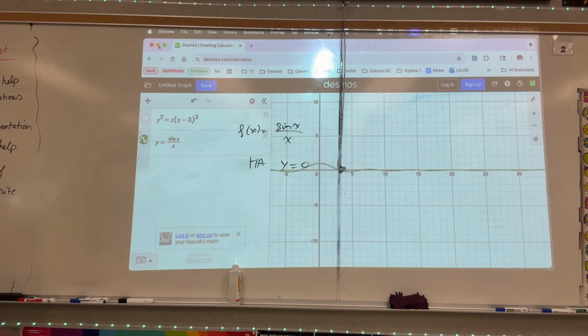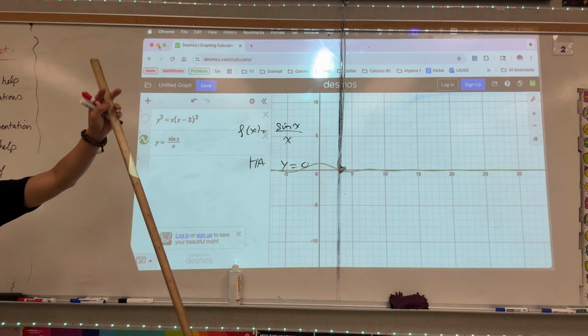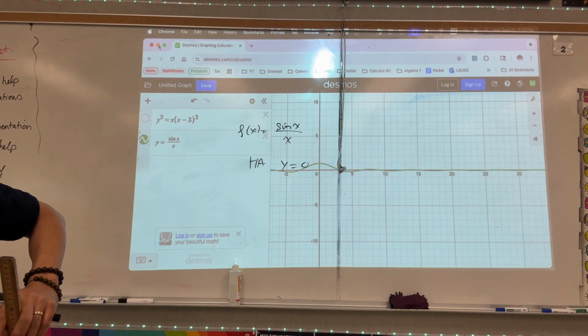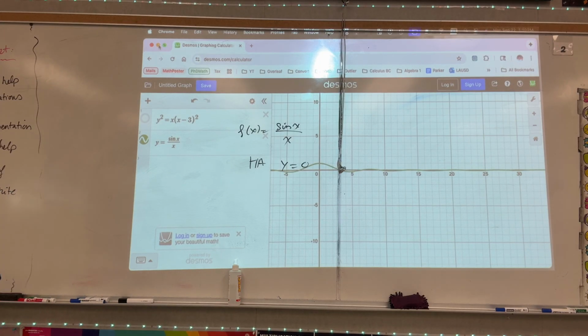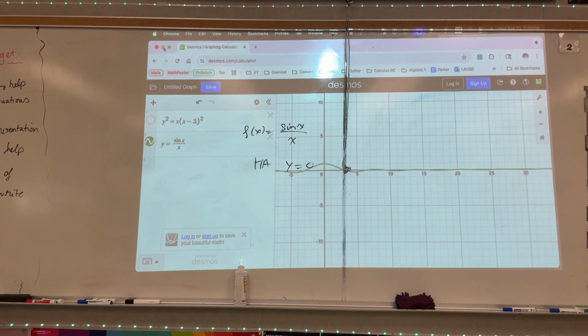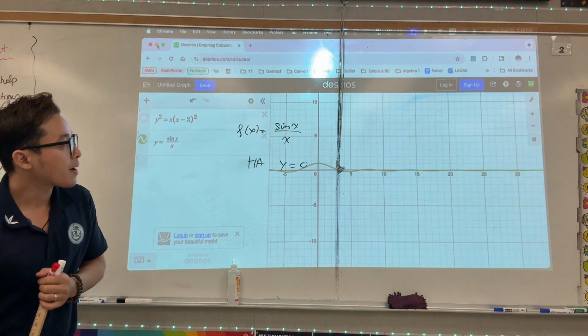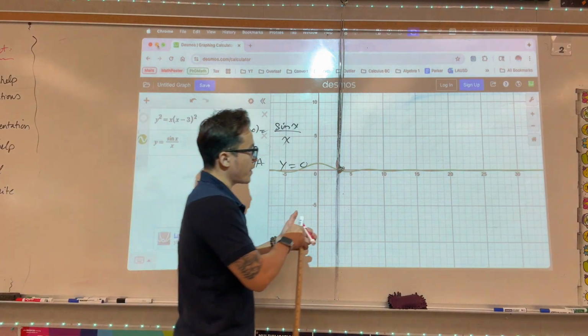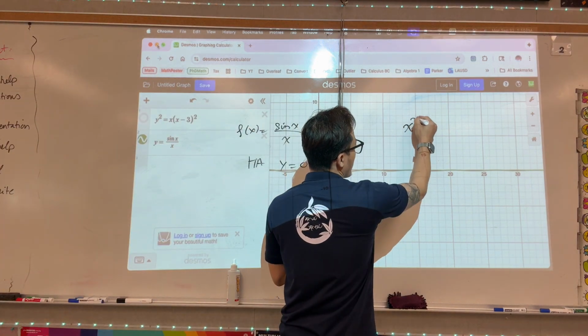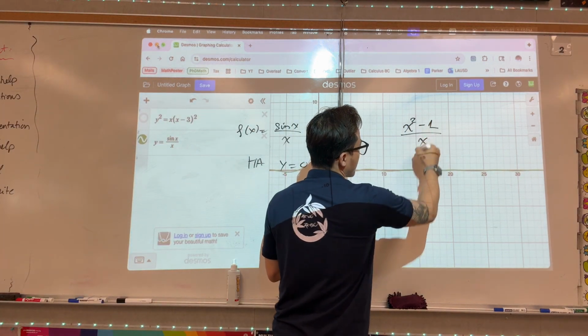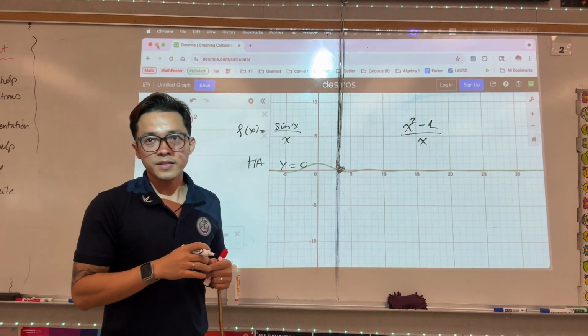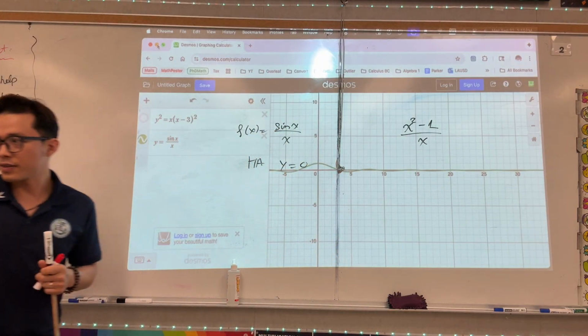Any other questions? Is the horizontal asymptote just like sine x or cosine x or tan x? No. Actually, if you have something like this, what is the horizontal asymptote? Let me see.